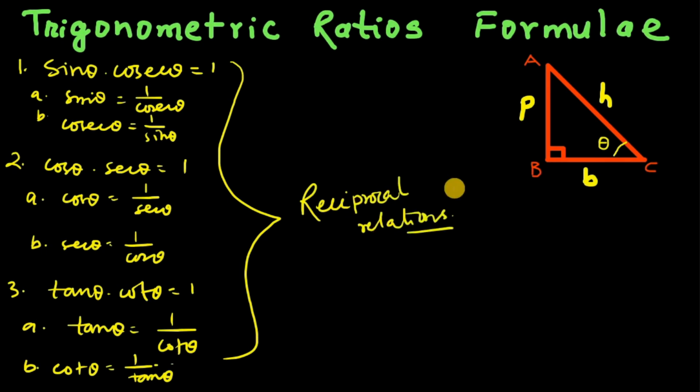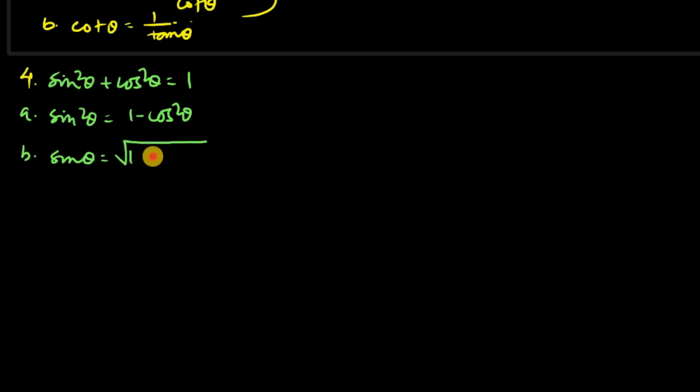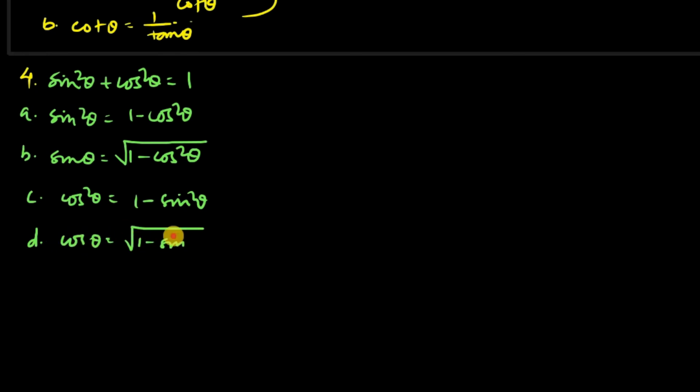Now let's go to the Pythagoras relation formulae of trigonometric ratios. We have formula number 4: sine square theta plus cos square theta equals 1. From here we get 4 different formulae, that is A: sine square theta equals 1 minus cos square theta. Then if you take the root, B: sine theta equals root under 1 minus cos square theta. Then C: cos square theta equals 1 minus sine square theta. And last, D: cos theta equals root under 1 minus sine square theta.